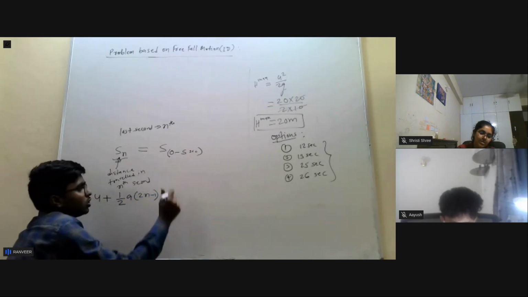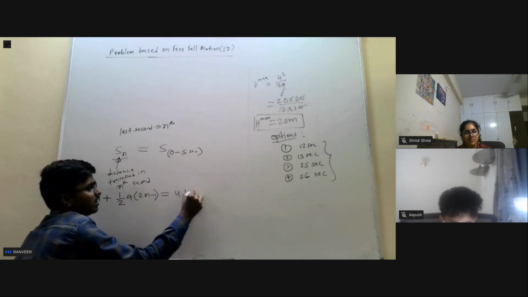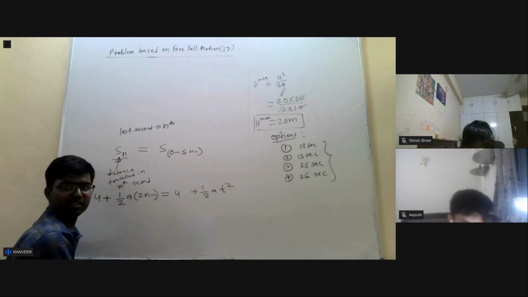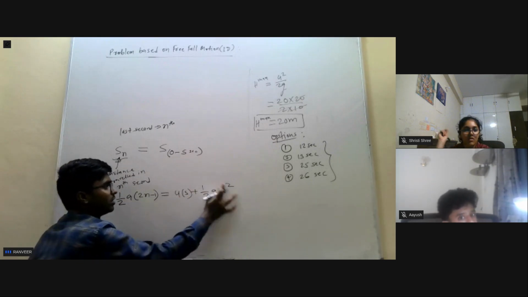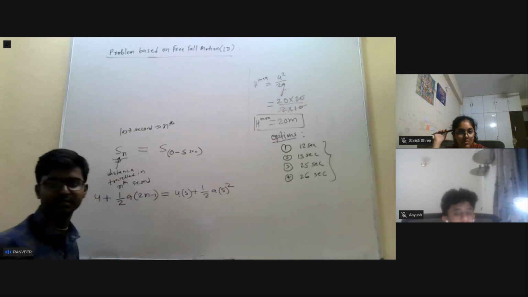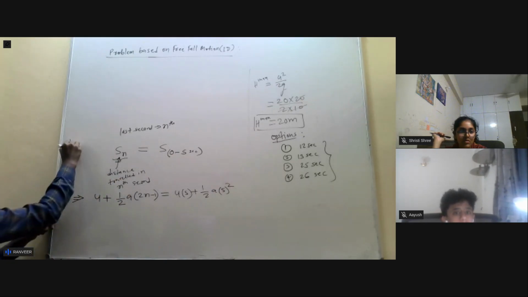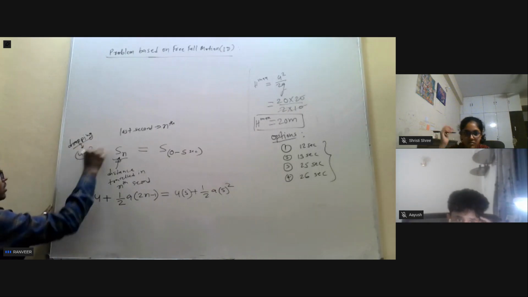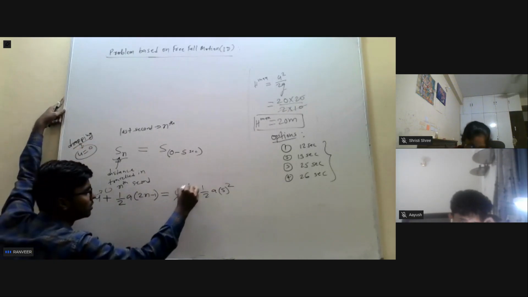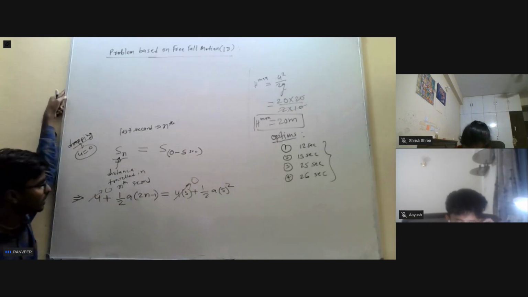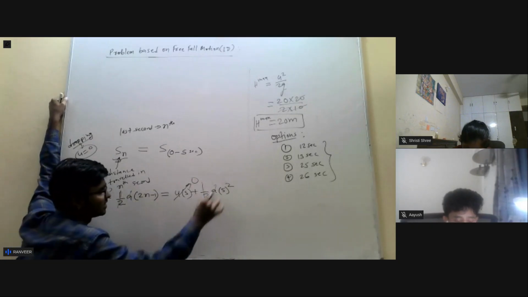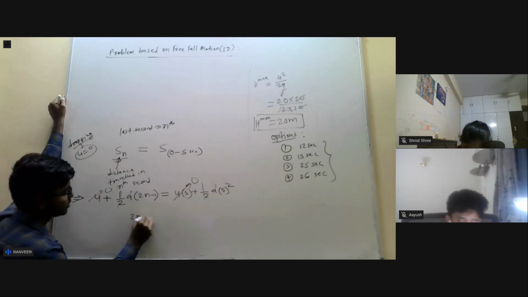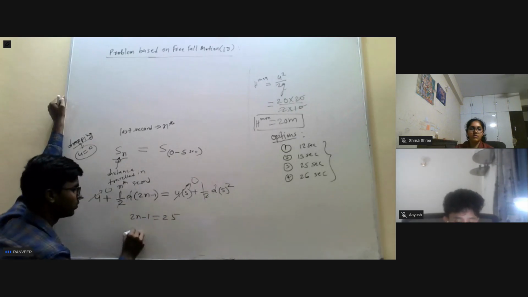What is the distance from 0 to 5? It will become ut plus half at square. But what is t here? 5 seconds. So u into 5. Correct? What is u? It's dropping. Dropping means u equal to 0. Correct? Now it's very simple. Half a gets cancelled. Correct? So 2n minus 1 equal to, what is n?